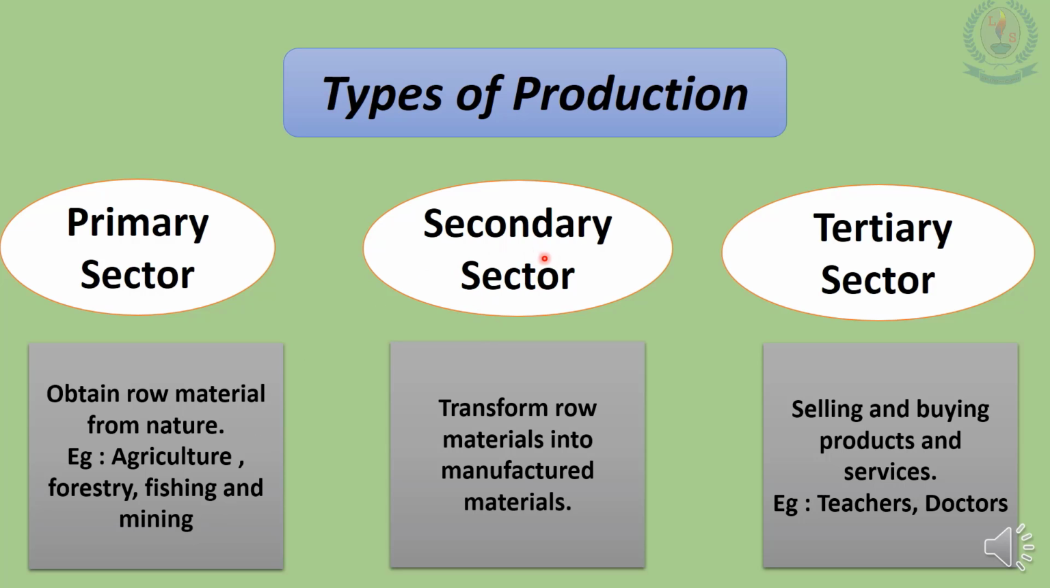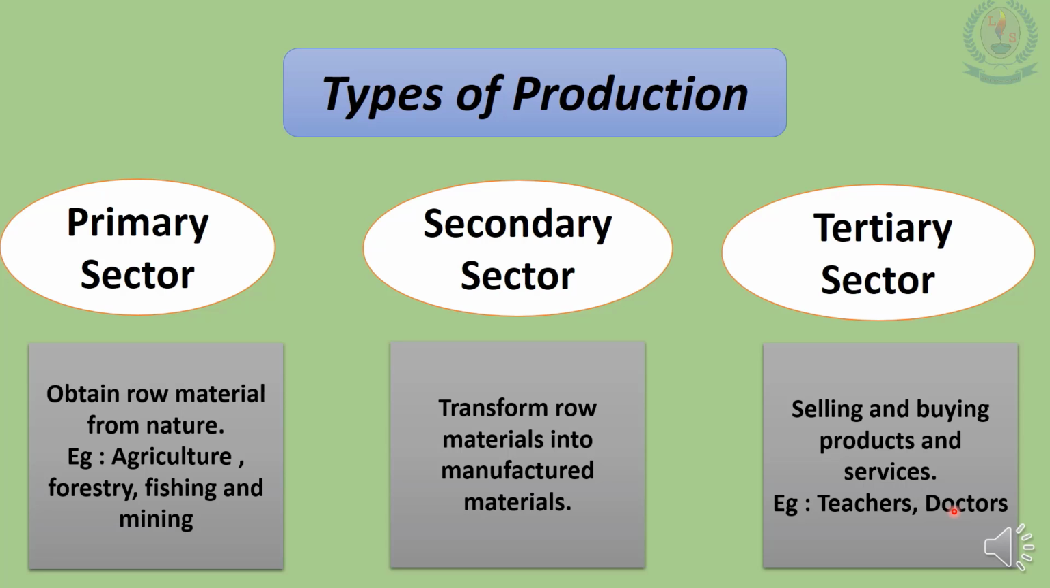Here is the secondary sector. The secondary sector transforms raw materials into manufactured materials. Now you can identify what the primary sector and the secondary sector are. Next we can go to the tertiary sector: selling and buying products and services. Examples are teachers, doctors, lawyers. Those are the tertiary sector.